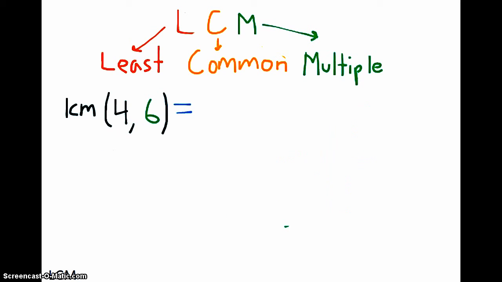Okay guys, now it's your turn. You try to find the least common multiple for 4 and 6. Remember, we're looking for multiples of these numbers, and we find the lowest one. So go ahead on your own, at your desk, and try to figure out what the least common multiple for 4 and 6 is.